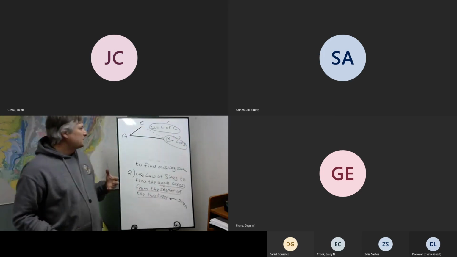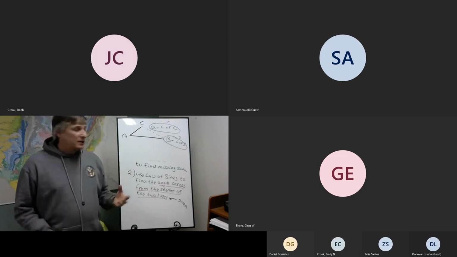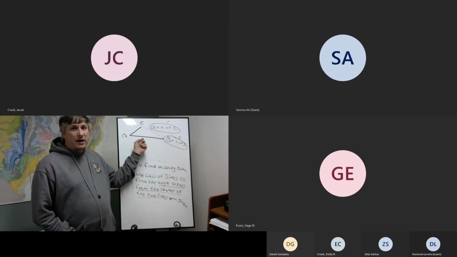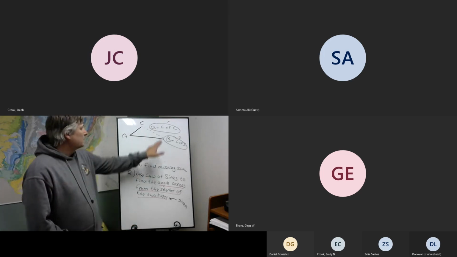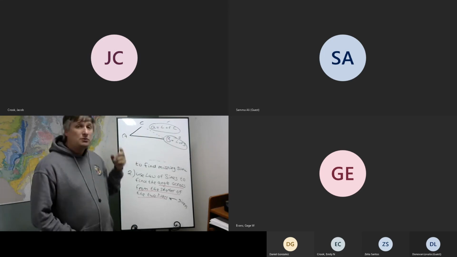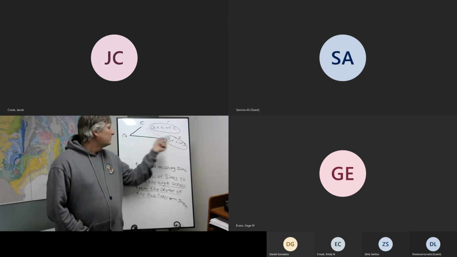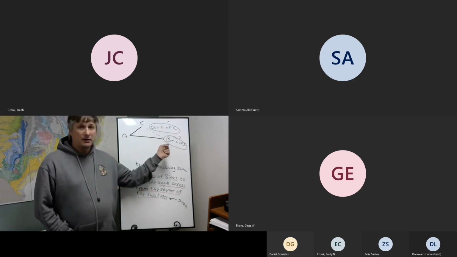Now, if this was shaped a little differently, maybe we'd be looking for angle C if this was the shorter of the two sides. But in this example, it's not. So we'd solve for A and look for the shorter of the two sides. It's going to be that side. Use the law of sines to find that angle across from the shorter side.